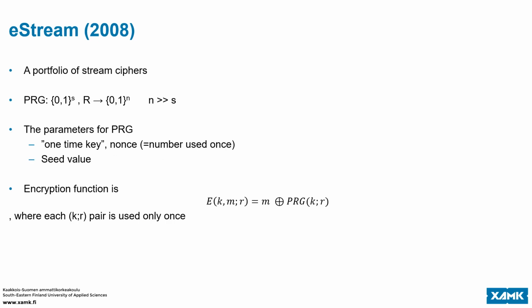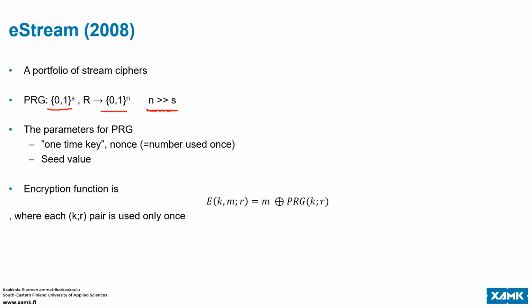As an example of a modern stream cipher, we could look at eStream. eStream is not actually a stream cipher, but a portfolio consisting of multiple stream ciphers. In eStream's core, there is a pseudo-random number generator that works like the pseudo-random number generator in other ciphers. It takes a short seed value of random bits and converts it into a long unpredictable bit stream where the output is much larger than the seed value.